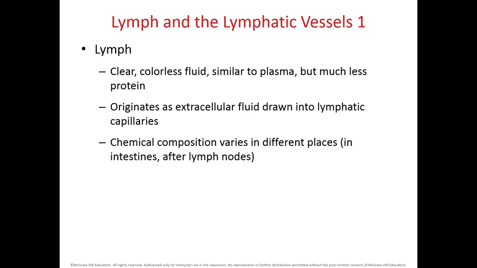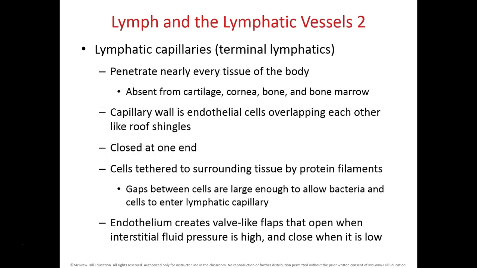So lymph, talking about lymph itself, is a colorless fluid similar to plasma, but it has less protein. It originates in the extracellular fluid drawn into the lymphatic capillaries. So this is the excess fluid that's leaked into the tissue, now drawn into these lymphatic capillaries. The chemical composition varies, depending on where it is, whether it's in the intestines or has gone through the lymph nodes, what may be still in it.